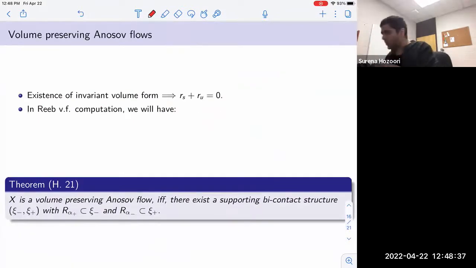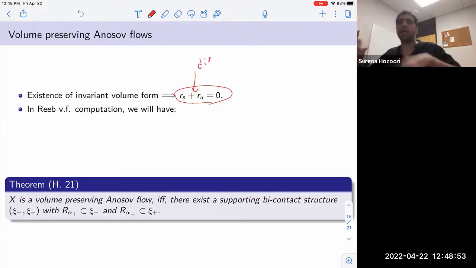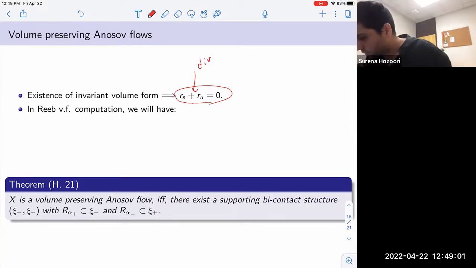Okay, so now let's go back to volume preserving Anosov flows. In this picture, the existence of a volume form would mean that the divergence is 0, which you can easily see means that R_s plus R_u is 0, which is just the divergence. If you just add the expansion in the E^u direction with the expansion in the E^s direction, naturally you get the divergence, and this divergence is 0 in this case.